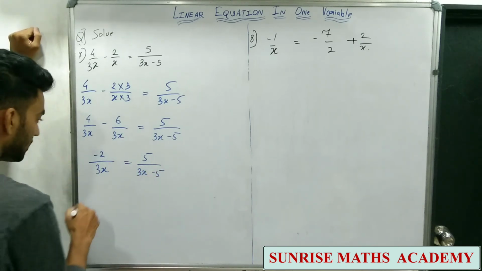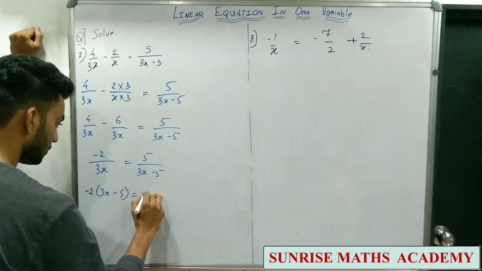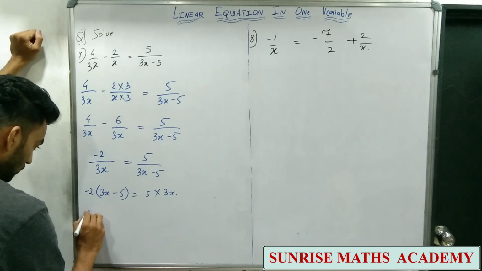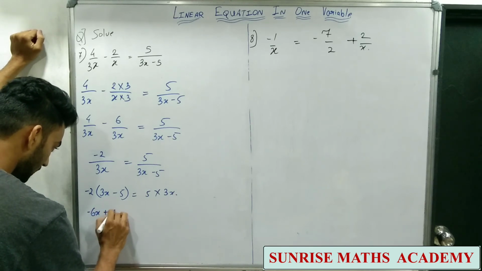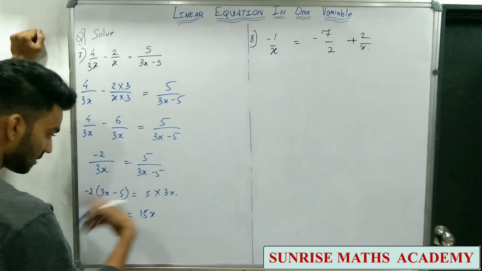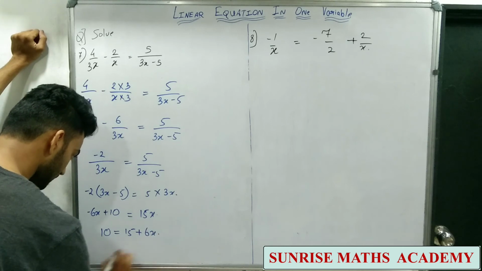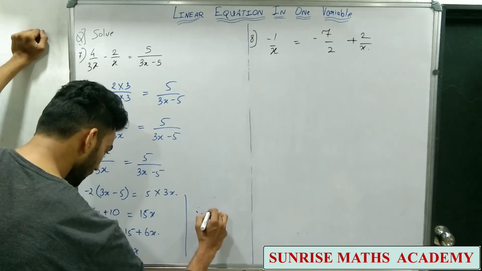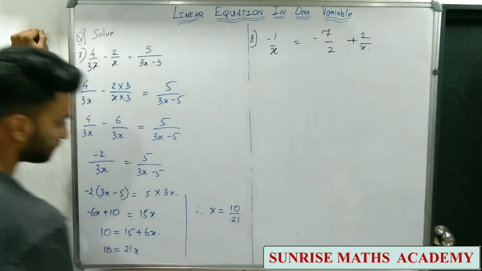Now we do the cross multiplication. So minus 2 into 3x minus 5 equals to 5 into 3x. Minus 2 into 3x will be minus 6x. Minus 2 into minus 5 is plus 10, and here it is 15x. So this x will go to the other side. 10 equals to 15x plus 6x. So 10 equals to 21x. Therefore, x equals to 10 upon 21.